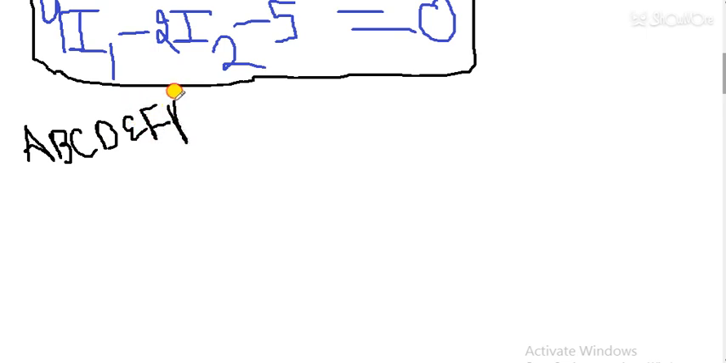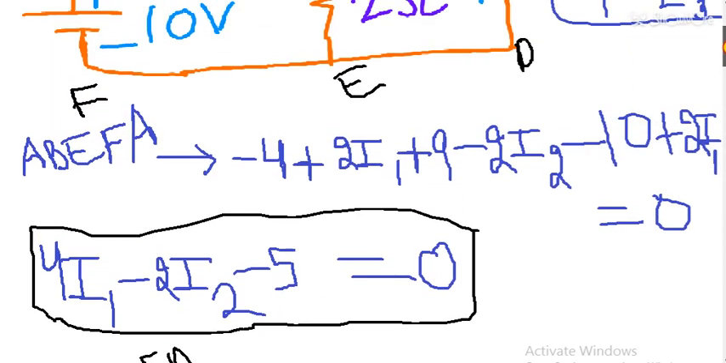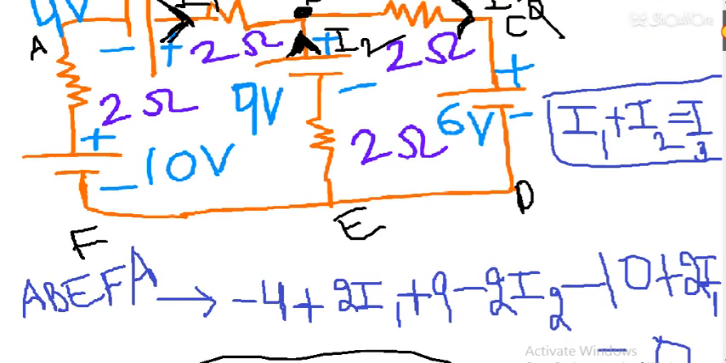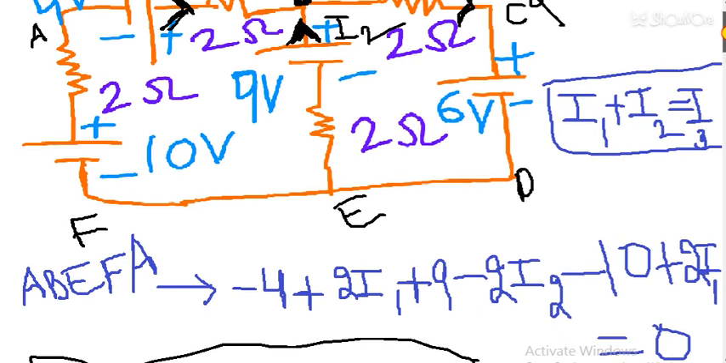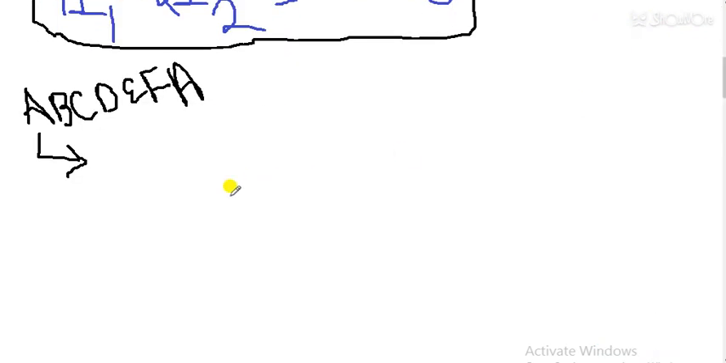So students, this question approximately takes 5 to 6 or 7 to 8 minutes. So A, B, C, D, E, F, A, minus 4 plus 2I1.